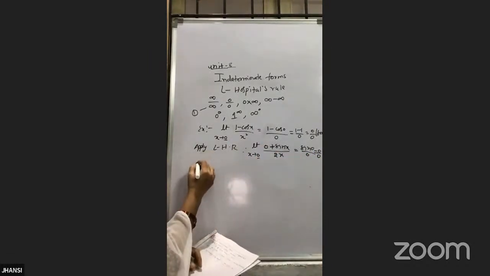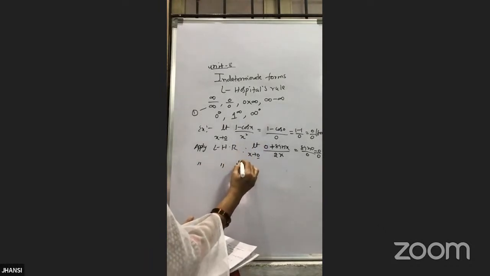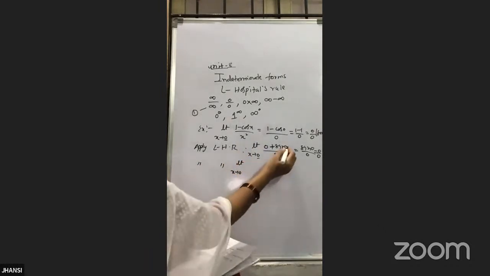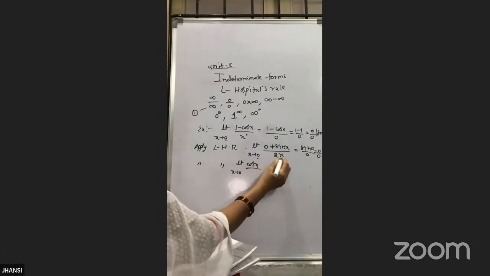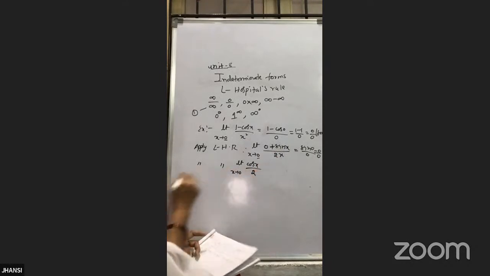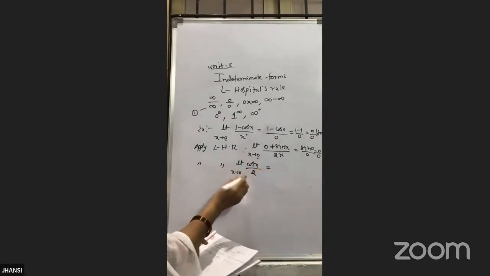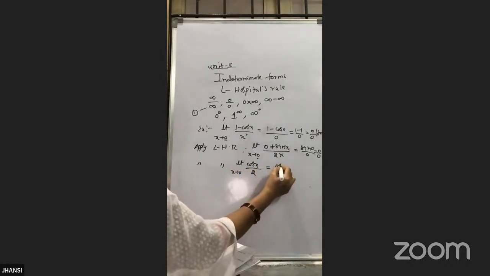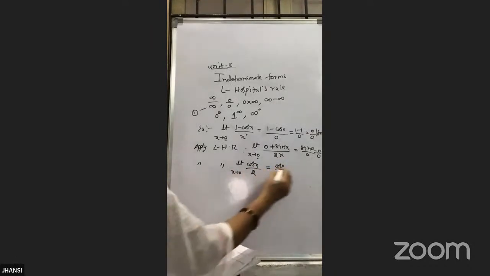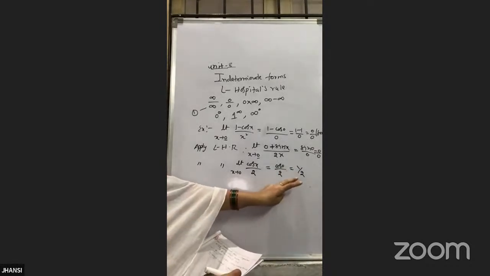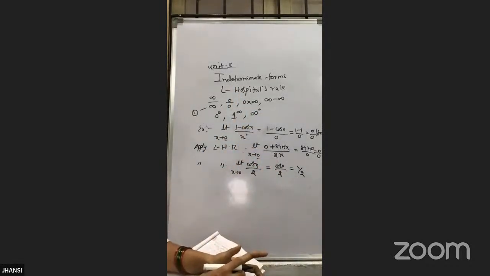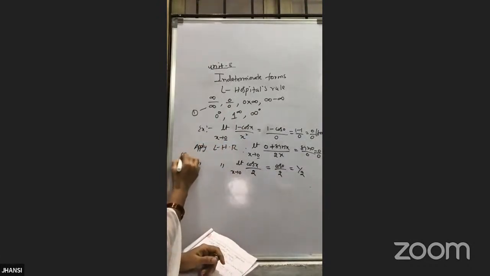So again apply the same L'Hospital rule. Limit x tends to 0: differentiation of sin x is cos x, and in the denominator 2 is the constant and differentiation of x is 1, so by 2. Now apply the limit again: cos 0 by 2. Cos 0 value is 1, so 1 by 2. We got the answer here, and we didn't get any indeterminate form. Such problems will be asked for 5 marks. So this is 5 marks and the other is 1.